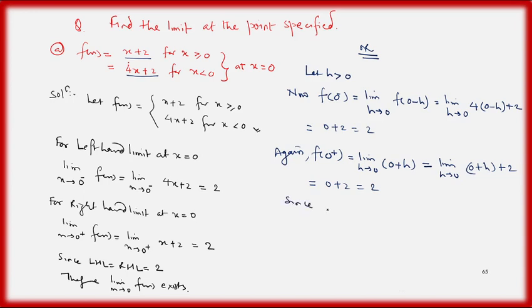Since left hand limit equal to right hand limit equal to 2, therefore limit x tends to 0 f of x exists.